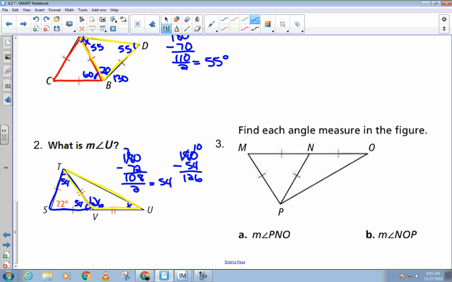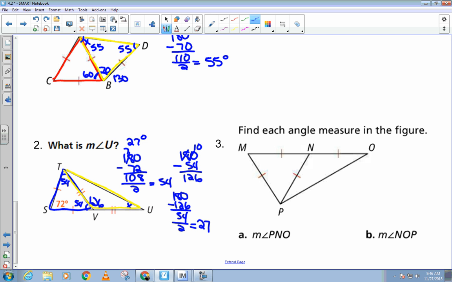Okay, I'm almost there. What do I know about these two? They're equal, right? All three of these add up to 180. So if I go back and do 180 minus 126, that gives me 54 for both of those together. So what should I do? Divide by 2. And that gives me 27. Okay? So the measure of angle U is 27 degrees. Yes? You can do that, okay?